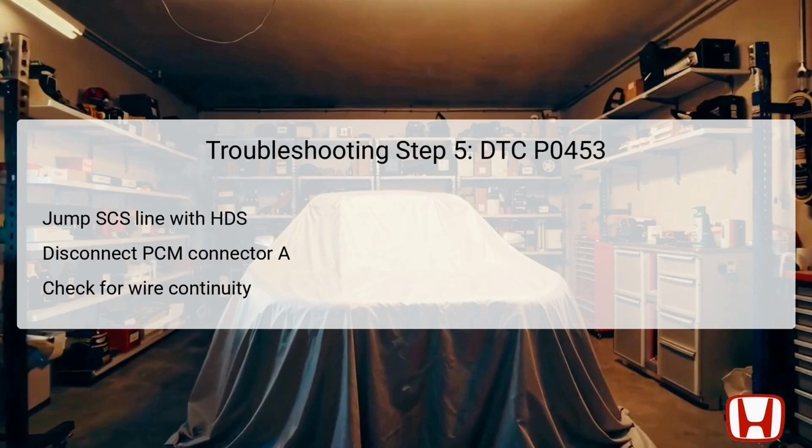You will then jumper terminals A and B, where terminal A leads to FTP sensor 3P connector number 2, and terminal B to body ground. Check the continuity between the designated test points while the FTP connector remains disconnected.